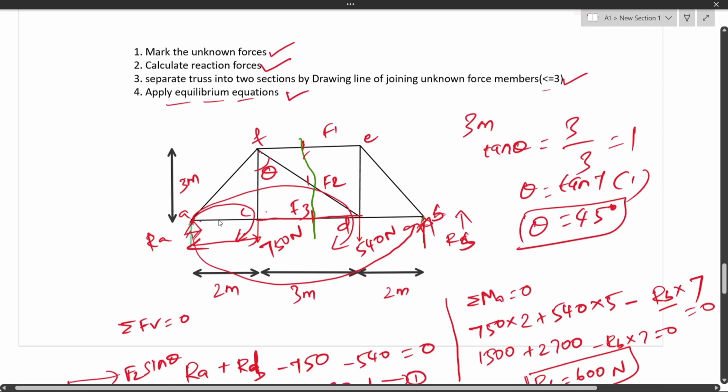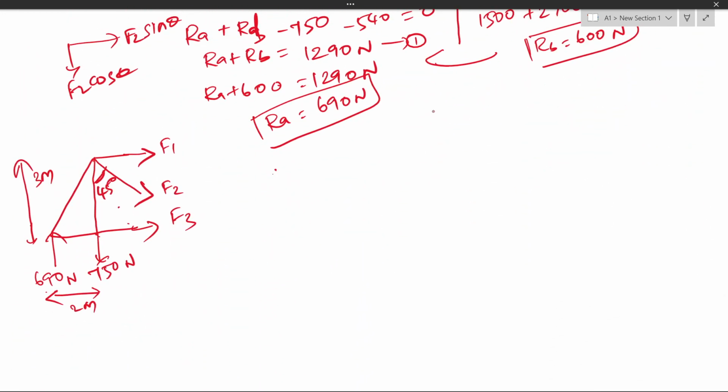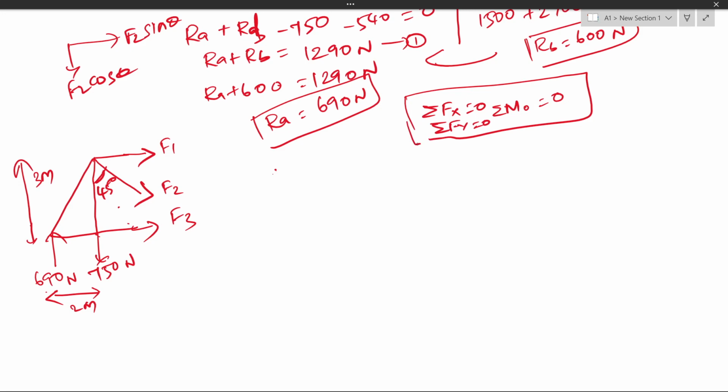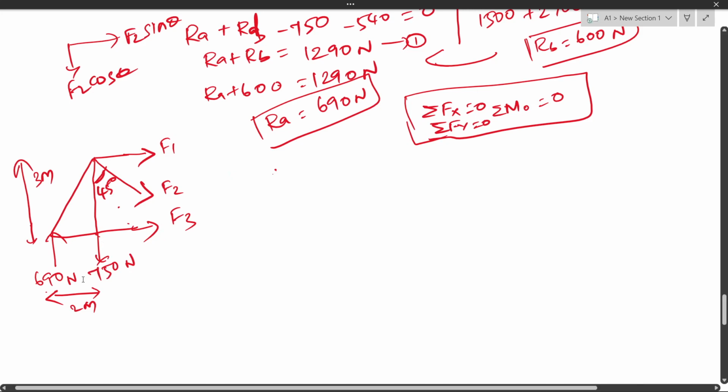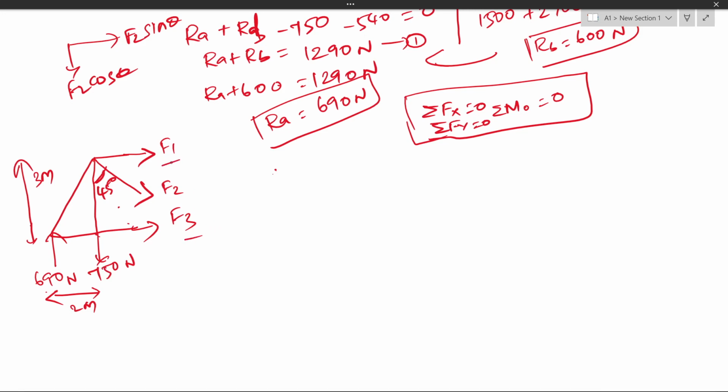So now we have completed the third step, and we can move to the fourth step, that is to apply the equilibrium equations. Equilibrium equations are nothing but summation of Fx equal to 0, summation of Fy equal to 0, and moment about any point equal to 0. Now we are going to apply these equations to find F1, F2 and F3. If you look at this diagram, you can see that two vertical forces are acting, and these have horizontal components, and this has one vertical component, that is F2 cos theta, cos 45 degrees.